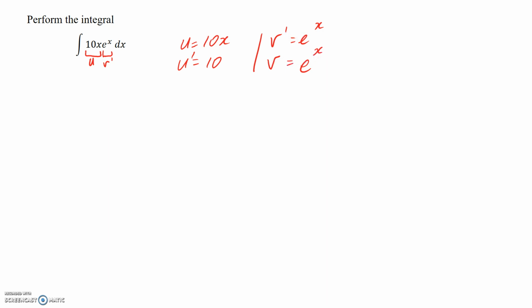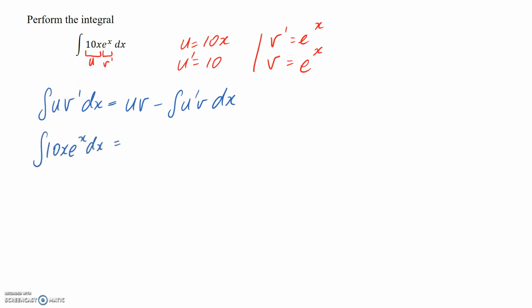Alright, so let's go and use our equation for integration by parts. And that's that the integral of u v dash with respect to x is equal to uv minus the integral of u dash v dx. Alright, so this is this. So let me just quickly pop it in. And now this side of the equation we can get from what we've worked out. So u is equal to 10x, v dash is e to the x, u dash is equal to 10, and v is equal to e to the x.